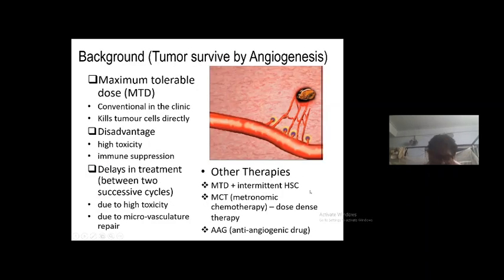Another form of therapy is called metronomic chemotherapy, which is a dose-dense therapy. That means very low dose but frequent intervals. The same chemotherapy drug can be applied in the MCT chemotherapy mode, where the drug targets the microvessels instead of targeting the tumor. So the tumor is destroyed by lack of nutrition.